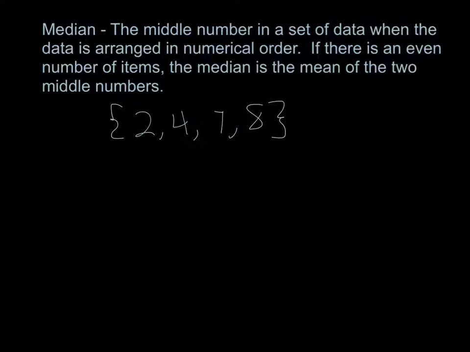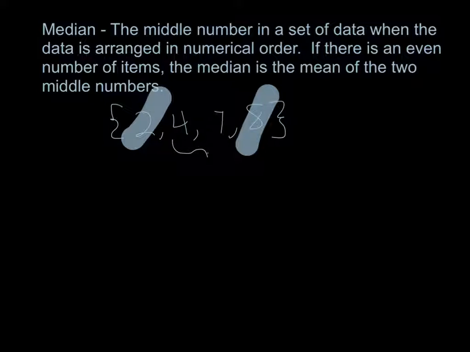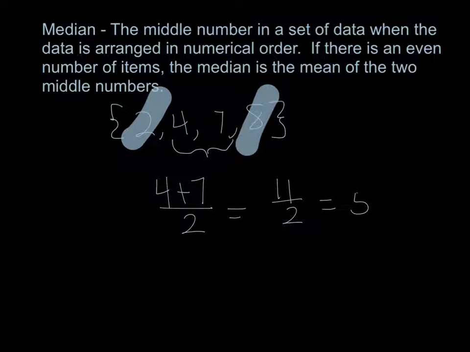When there's an even number of items, and it's a long list, what I would suggest is that you cross off numbers from the ends until you can find the middle number or numbers, whatever the case may be. And then when you find the two in the middle, you add those together and take the mean of those two. So 4 plus 7 is 11, divided by 2, so that would be 5.5.